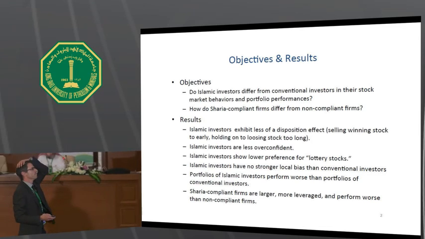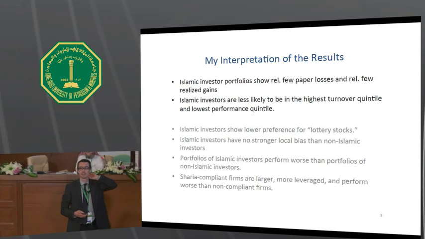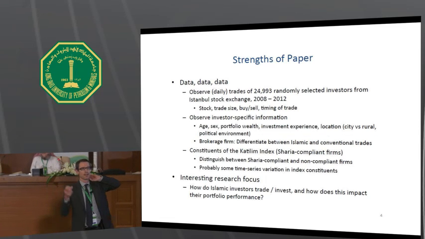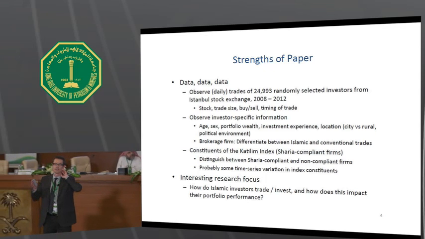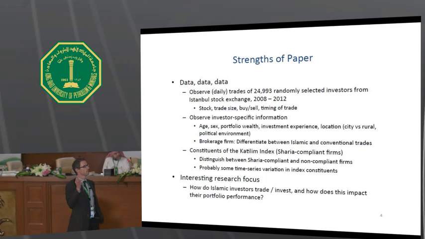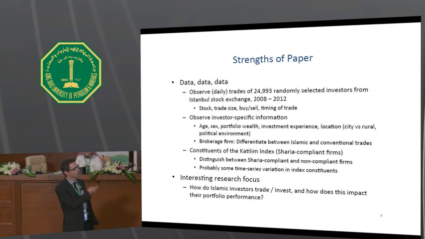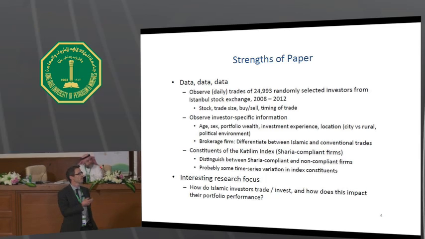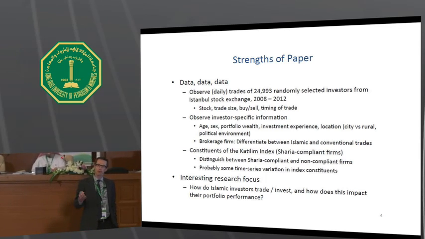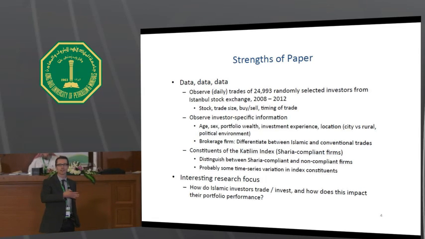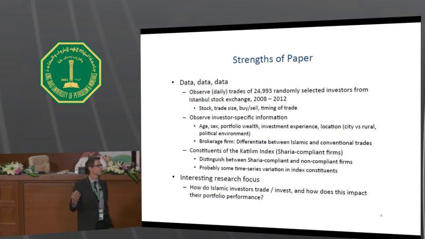Okay, so what I think are the real strengths of this paper are the strengths of the data. The data is really fantastic. They have 25,000 randomly selected investors, and they know a lot about these investors. They know the daily stock trades of these investors. They know the size of the positions they're taking, the buy and sell, the timing of the trade. In addition, they know the age, the sex, the portfolio wealth, and investment experience. They have proxies for that.